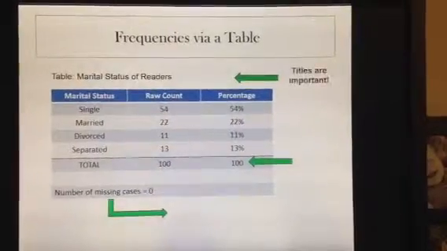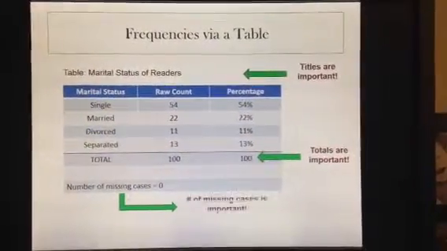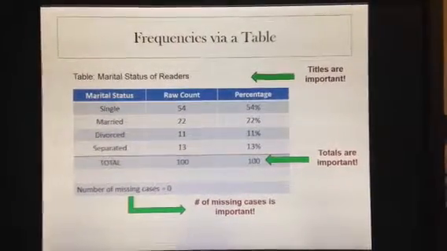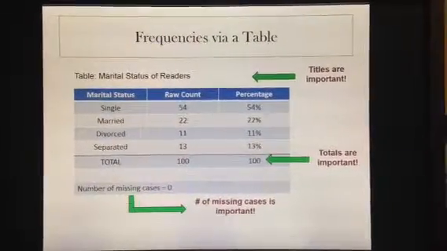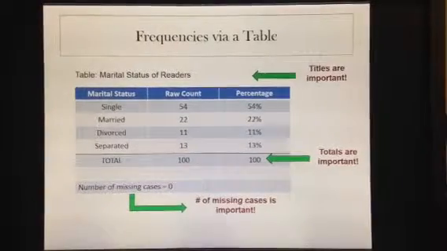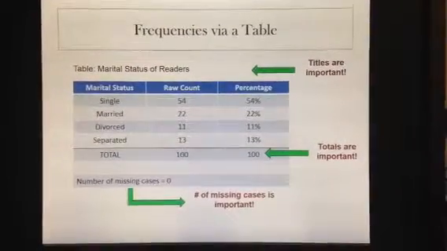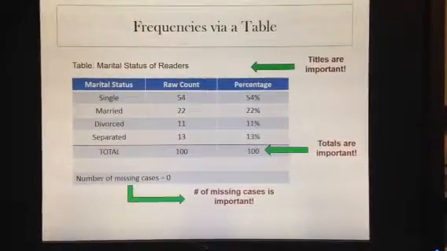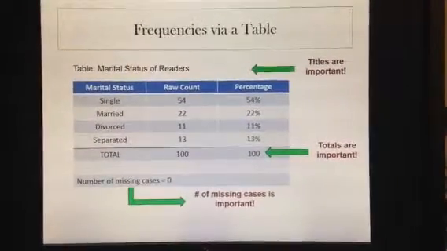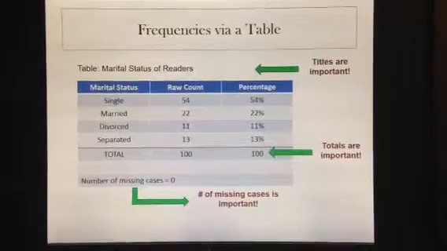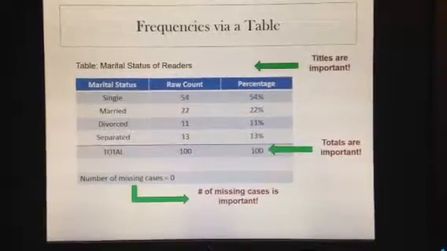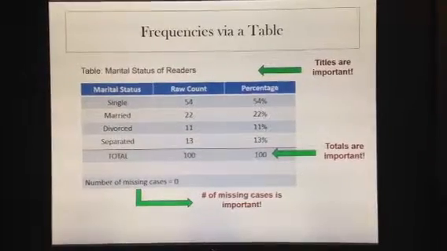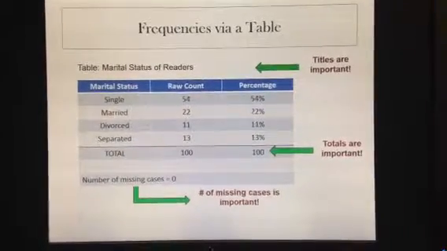So here are just some ways that we can report data. One is with a frequency table. Here are some highlights. You always want to label your tables with a title. Let the reader know exactly what you're communicating to them. Totals are also important. Create a total for your reader so that they can see, oh, each of these categories might have 54, 22, 11, and 13 people, and that sums to be 100.